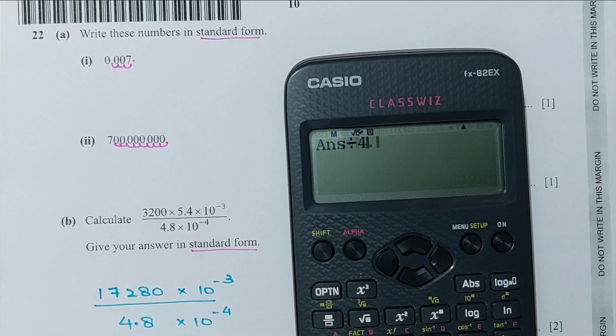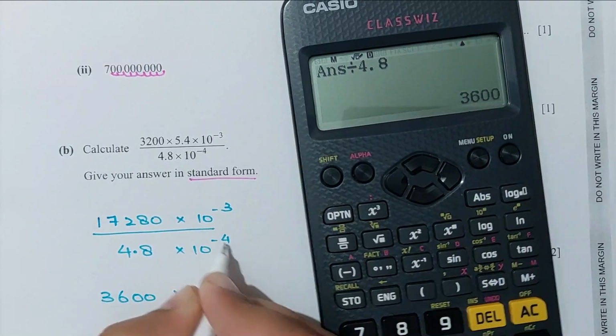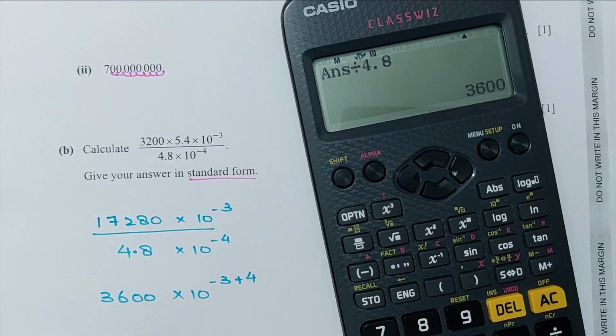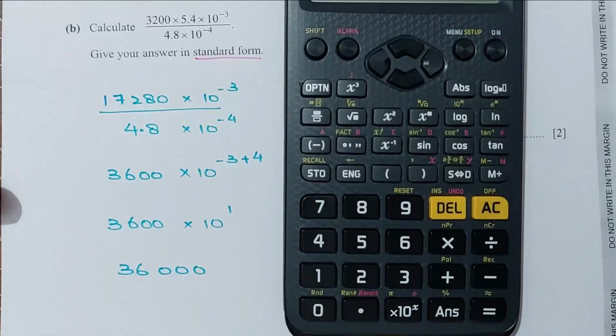This is dividing by 4.8. This is 3600, times 10 to the power negative 3, and when we put this power in the numerator, it becomes positive 4. This is 3600 times 10 to the power 1, which is 36000. 36,000 is the answer.